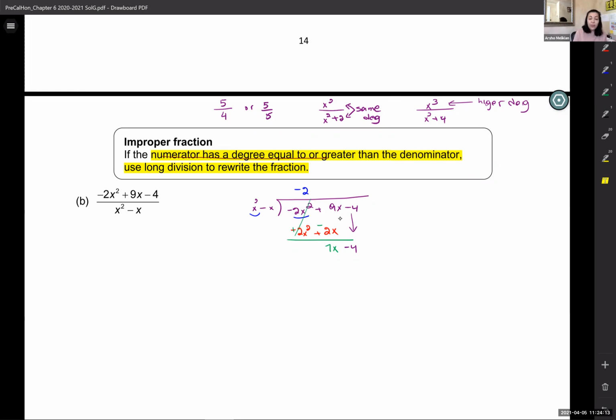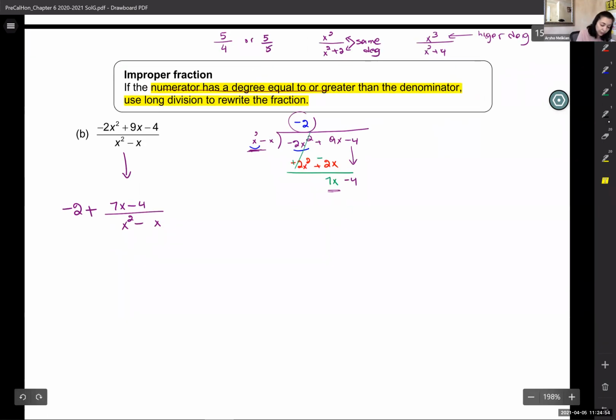Okay, so how do you know you're done? When the degree here is less than the degree of the divisor, you know you're done. Okay, all right, so what is this now? This fraction now can be rewritten as negative 2, the quotient, plus 7x minus 4 over x squared minus x. All right, so all this was from algebra 2. Okay, I've not really done anything. I've just rewritten it after I divided.